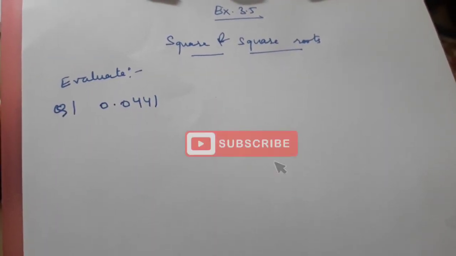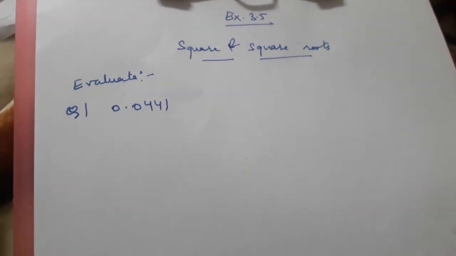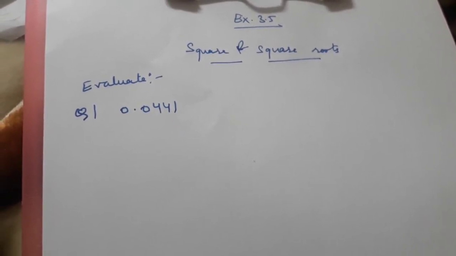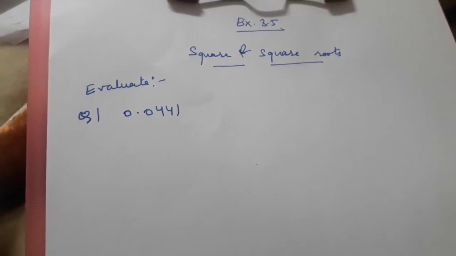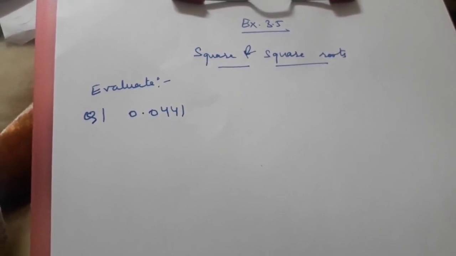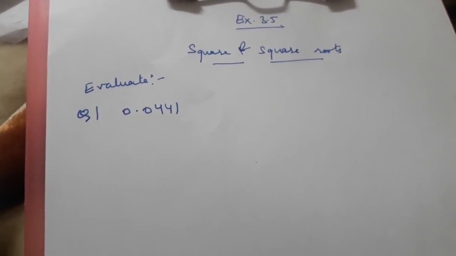Hello friends. In this section of videos, I am going to solve squares and square roots. Publication house Goel Brothers Prakashan, class 8, exercise 3.5. Here we have to evaluate question number 1 to question number 6, and further question number 7 and 8 have their own questions individually. So let's check out how to solve question number 1 to question number 6.